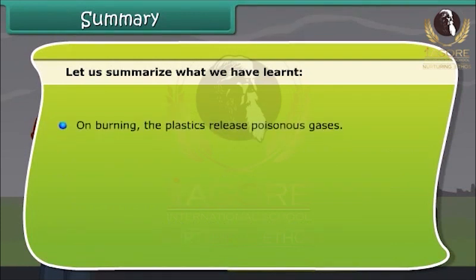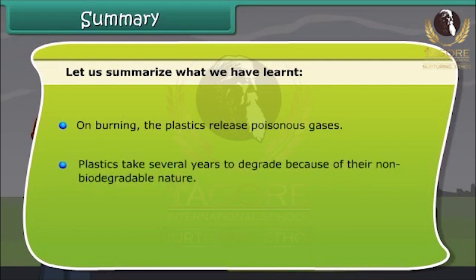On burning, the plastics release poisonous gases. Plastics take several years to degrade because of their non-biodegradable nature. Adopt 4 Rs. Reduce, reuse, recycle, and recover.